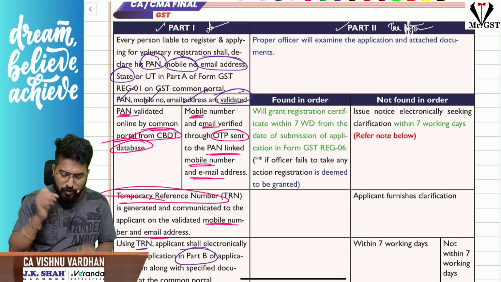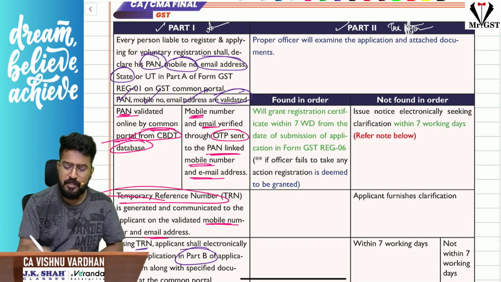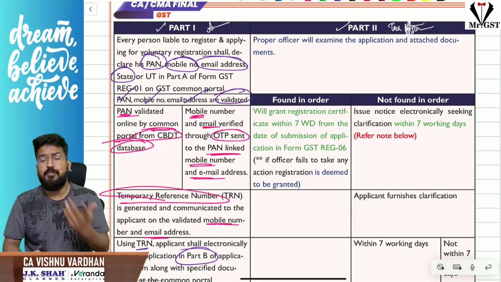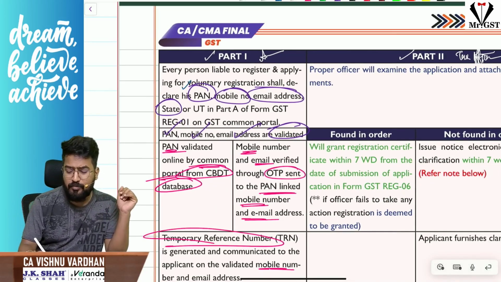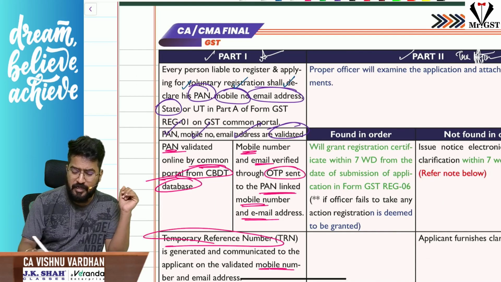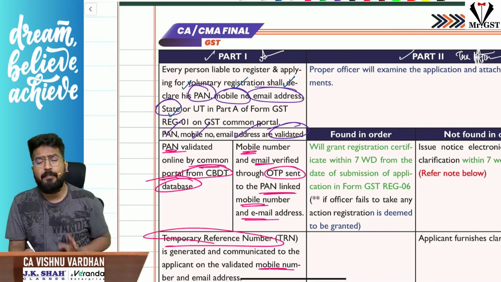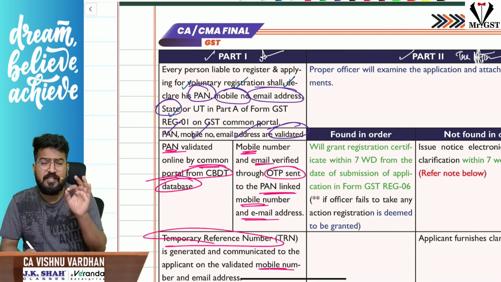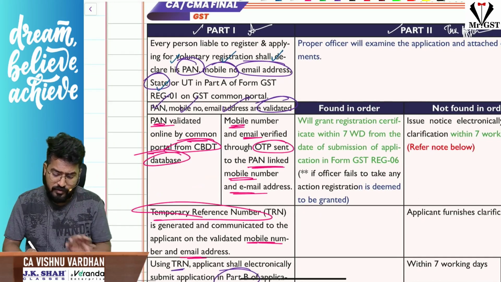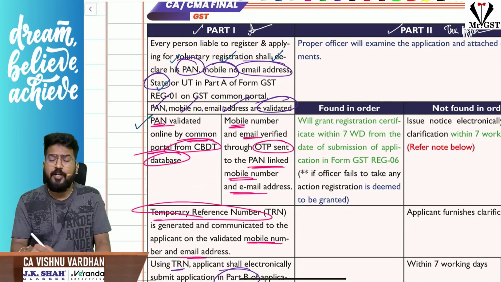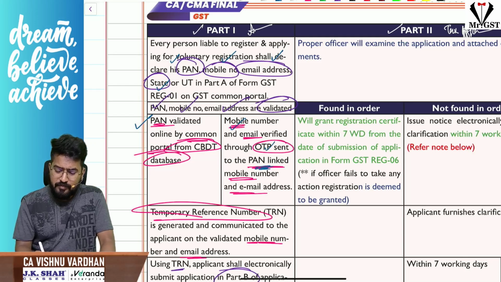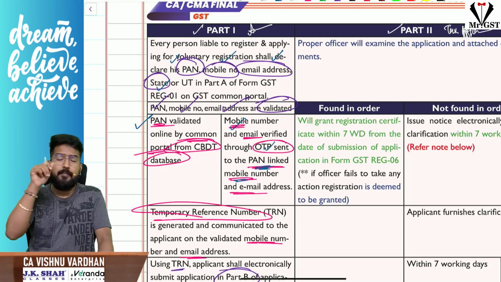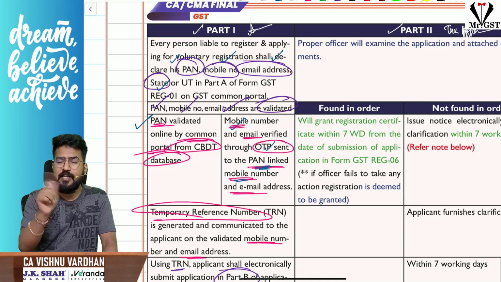Now coming to part 1, in part 1 again there are two parts, part A and part B. First, when we are applying for registration, we should give our PAN number, mobile number, email ID and state. Whatever PAN you have given will be cross verified with the database of CBDT, Central Board of Direct Taxes, and your mobile number and mail ID will be verified through OTPs which are sent to the PAN linked mobile number and mail ID.